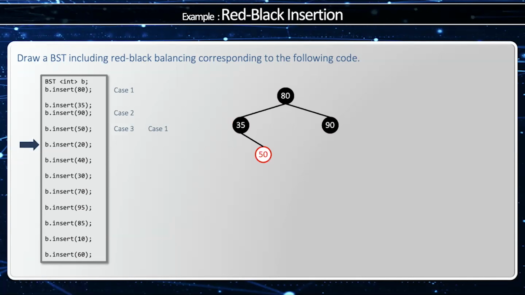20 is less than 80 and less than 35, so I go to the left of 35, and it always comes in as red. Notice my parent is black, therefore I'm case 2, and I'm done. Now I can insert 40.